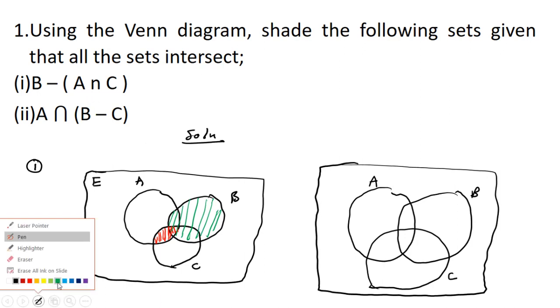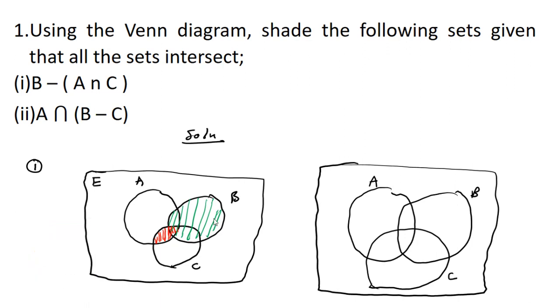And the question is, from B, remove A intersection C. So from this B, remove A intersection C. So we're just removing this part in B, because it's the part which is just what? Which is just the part of A intersection C. So this is the shading for the first one.